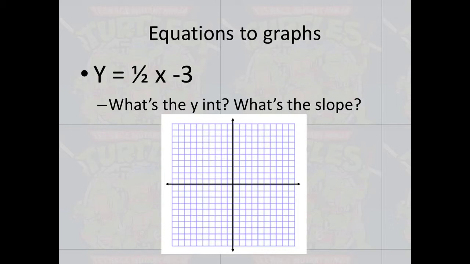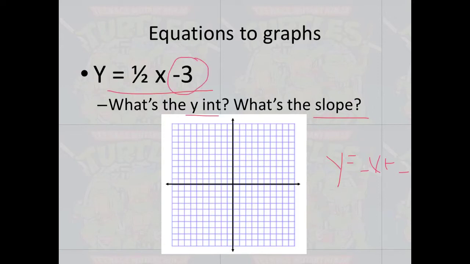Alright, so what we need to do now is go from equations to graph. I have my equation, y equals 1/2 x minus 3. In order to turn this into a graph, we need to find the y-intercept and the slope. So remember back when we did our y equals blank x plus blank? Well, we can identify each part.